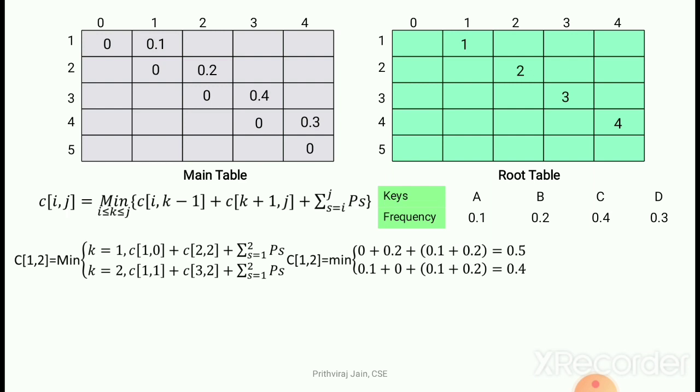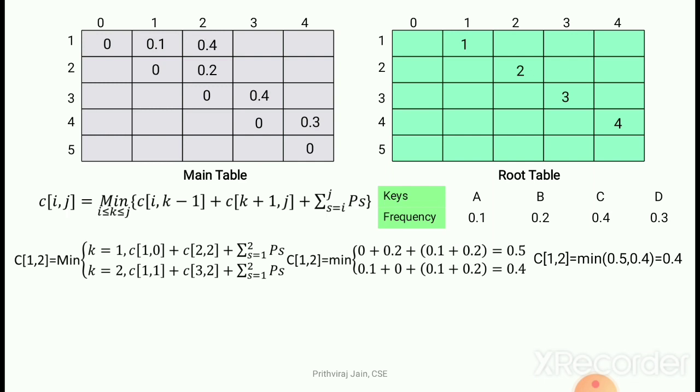Plus here the summation which lies between s equal to 1 to 2. So we have to consider the value of key 1 and 2. For 1 and 2, we can see it in the question: 0.1 as well as 0.2. So the value will be 0.5. Similarly, when k is equal to 2, we will get the value 0.4, and then we have to calculate the minimum of these two. So C of 1 comma 2 is equal to minimum of 0.5 comma 0.4, which is equal to 0.4. So 0.4 is the value for C of 1 comma 2.